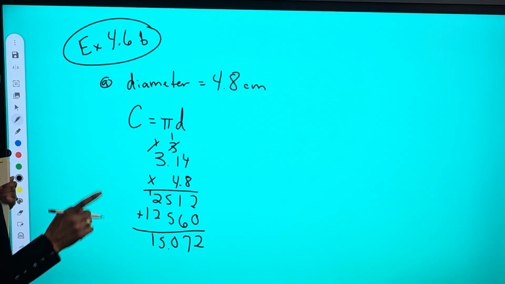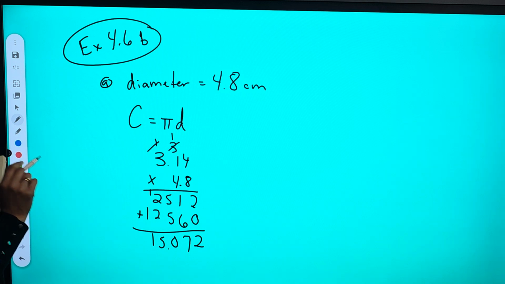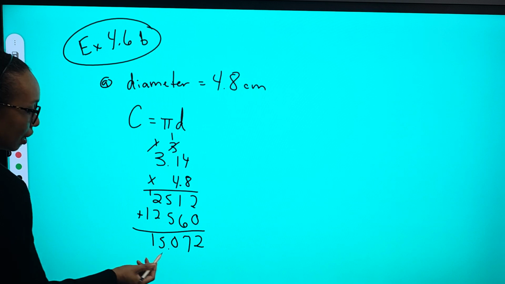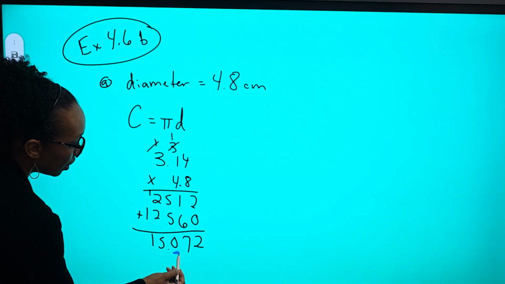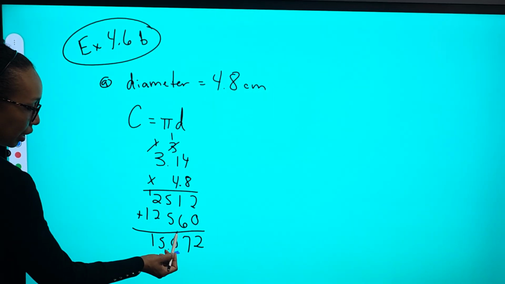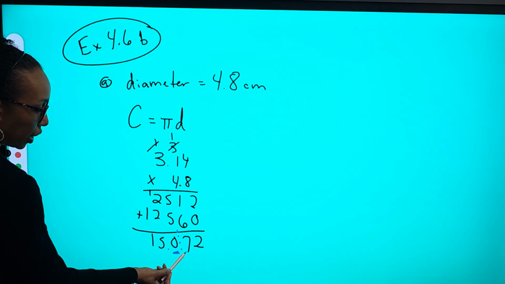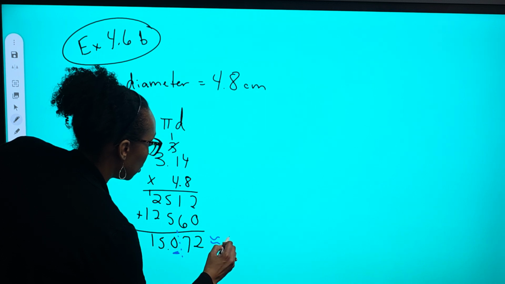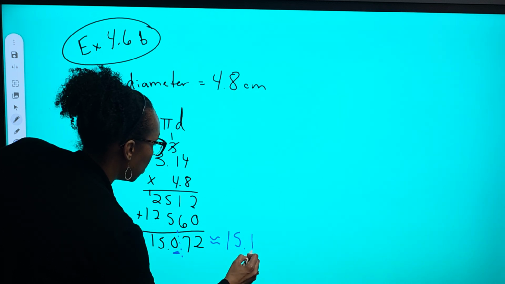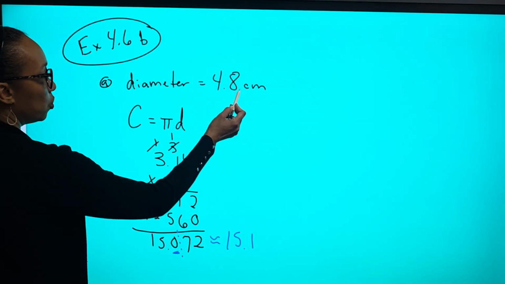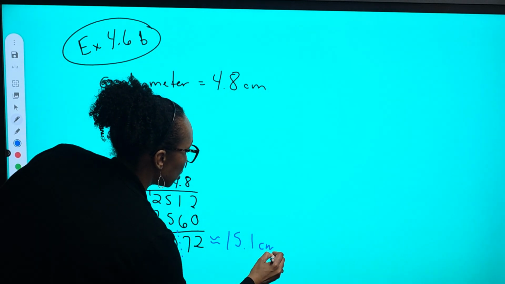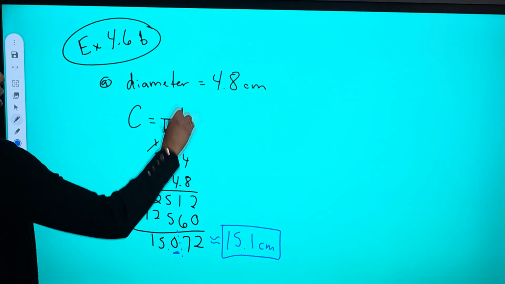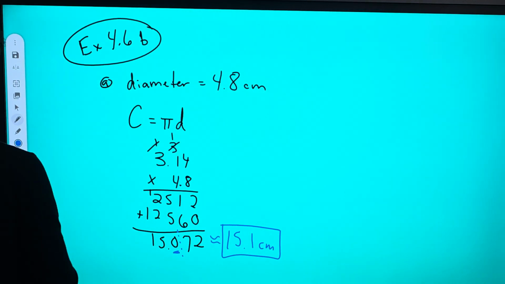So we've got 15.072, but the direction said to round to the nearest tenth. Well, if we remember, the tenths place is only 1 place behind the decimal. So before we cut this off, we'll take a look at 7, which tells us to round it up. So 15.1, and then our value was in centimeters. So 15.1 centimeters is the circumference of this circle.